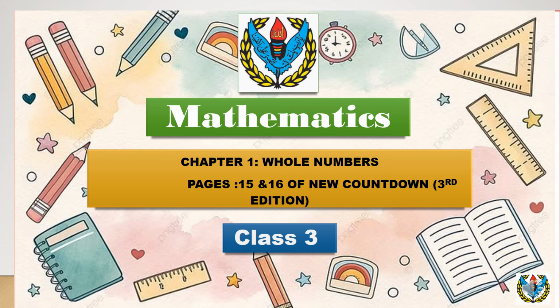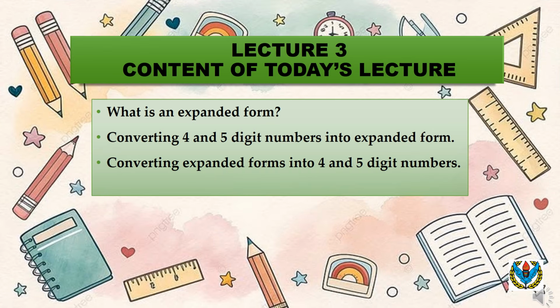Today, we are going to learn a very interesting topic of mathematics from your book, chapter number 1, Whole Numbers, page number 15 and 16 of New Countdown, 3rd edition, class 3. Today is our lecture 3 of class 3. Our today's goal is to master 3 things. First, what is expanded form? Second, learning converting 4 and 5 digit numbers into expanded forms. And finally, converting expanded forms into 4 and 5 digit numbers.